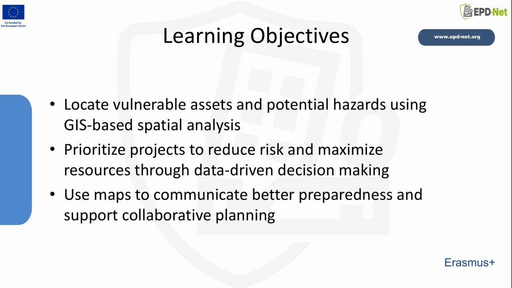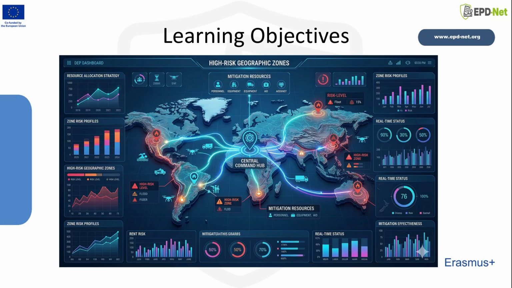Participants will also learn how to prioritize mitigation projects through data-driven decision-making, ensuring that limited resources are directed to areas where they will have the greatest impact. Finally, they will learn how to use maps as a communication tool, enabling clearer collaboration between stakeholders and improving overall community preparedness.